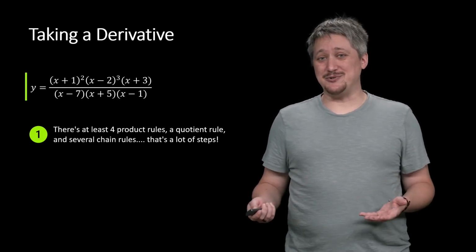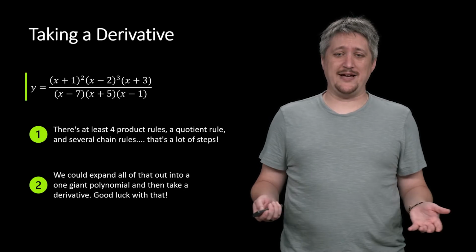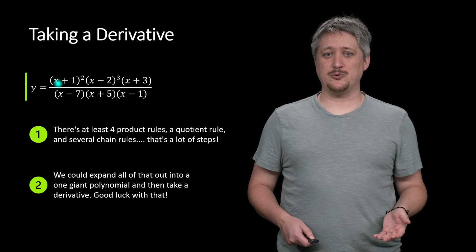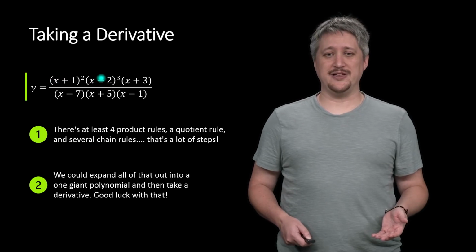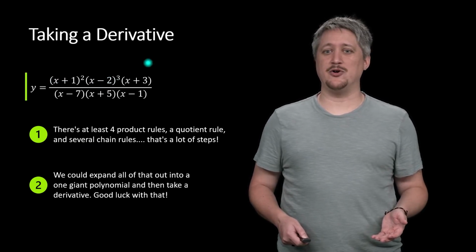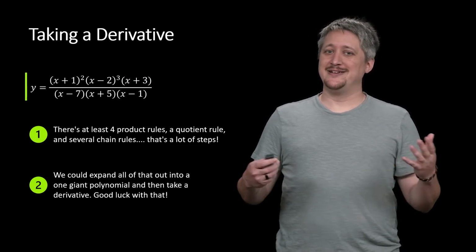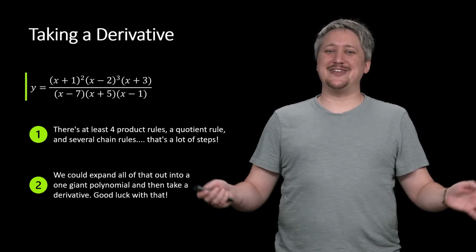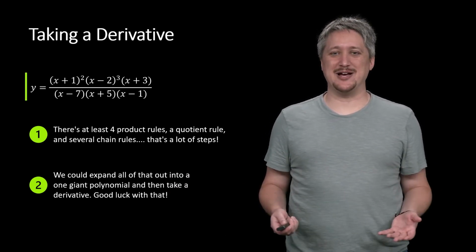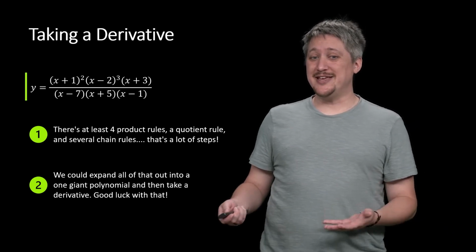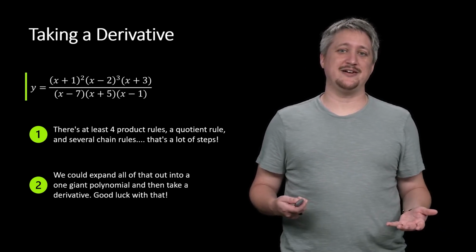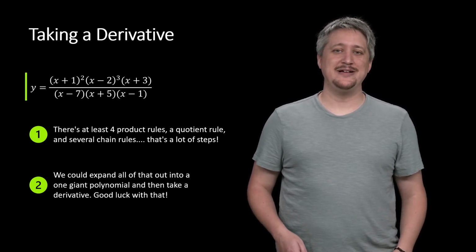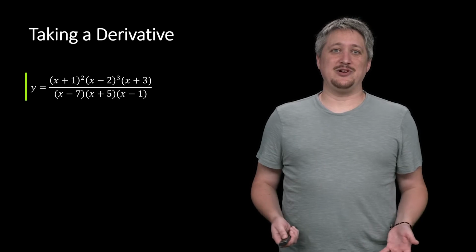Now, the other way you could do it is you could expand all of those things out, right? You could actually multiply out x plus 1 squared and x minus 2 cubed, and then put those two things together and then multiply all of that times x plus 3. Yeah, good luck with that. That's going to be even more steps, more room for error, chances of coming out with something correct pretty slim. And even then, you're still going to have a quotient rule and at least 1 or 2 chain rules on top of that. So this is sort of a nightmare situation.